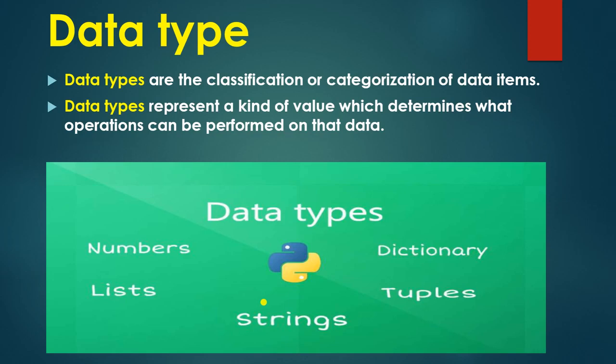Data types are the classification or categorization of the data items. They represent a kind of value which determines what operation can be performed on that data. In this figure you can see that there are numbers, list, string, dictionary, tuples, etc. These are the data types. These are just a few. We also have some more data types.